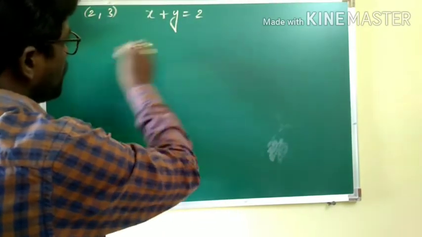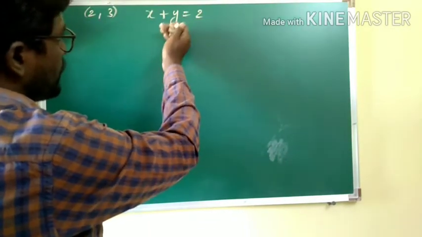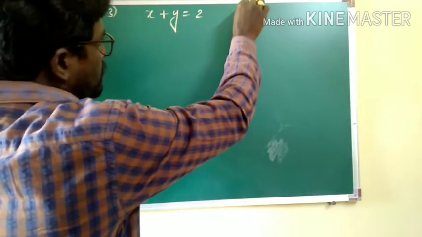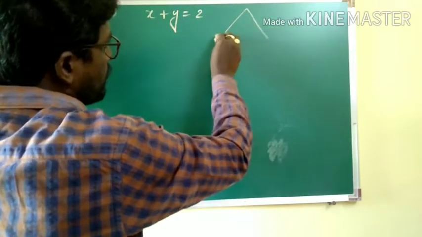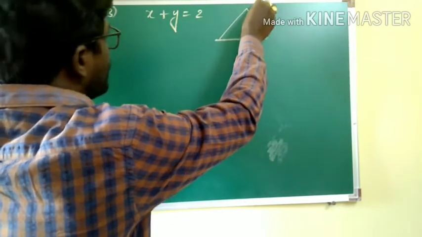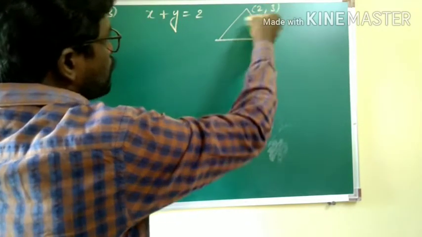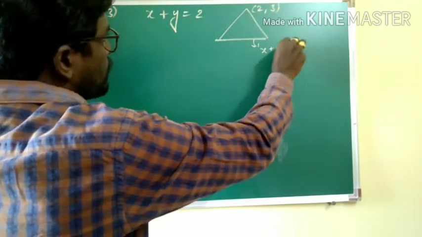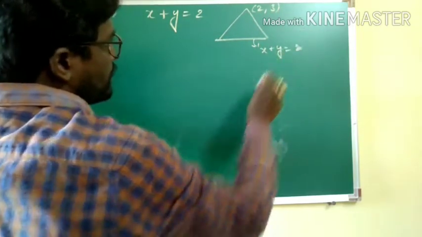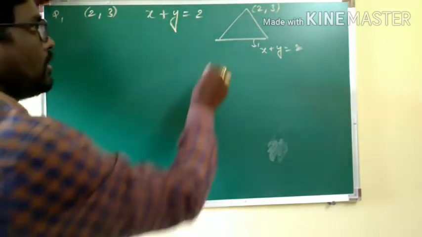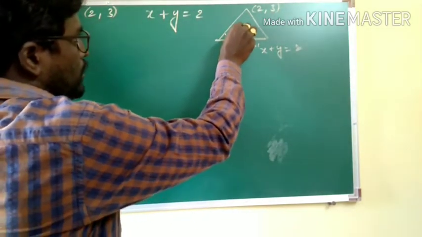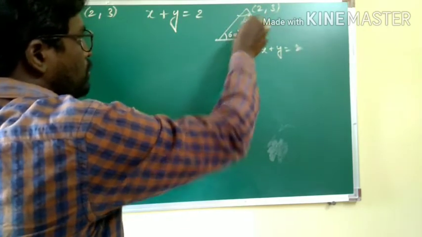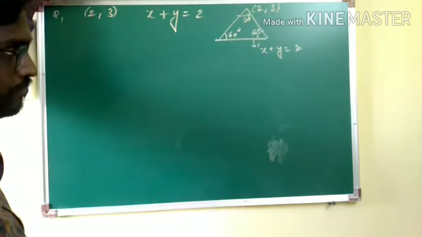Very clearly, the given line x plus y equal to 2 is opposite to the vertex 2 comma 3. Let us take the triangle something like this. If we take this vertex as 2 comma 3, this line will be x plus y equal to 2. Since the triangle is equilateral, the angle between any two sides is 60 degrees. With that knowledge, we can go ahead with the solution.